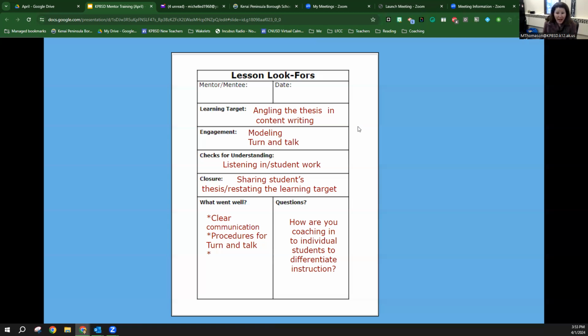And the question could have been, how are you coaching into individual students to differentiate instruction? Because everybody kind of got the same in that particular lesson. Maybe she is doing some differentiation in the independent work. So that might be a question for discussion on a debrief. So this is just an example of what the lesson look for could look like. Remember, it's not designed to document everything the teacher said. It's just designed to capture key portions of the lesson.